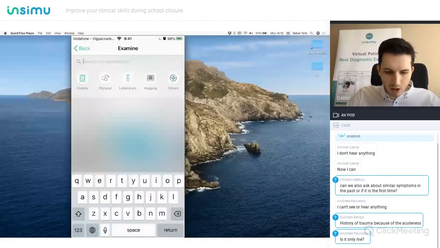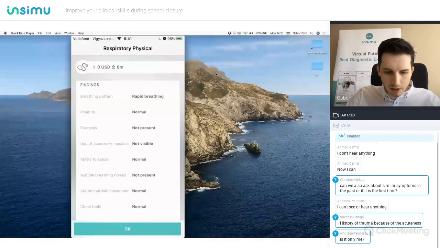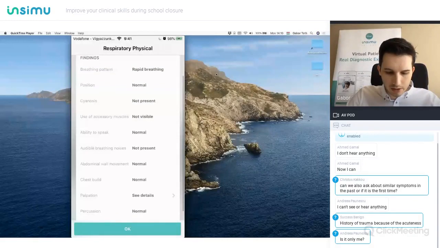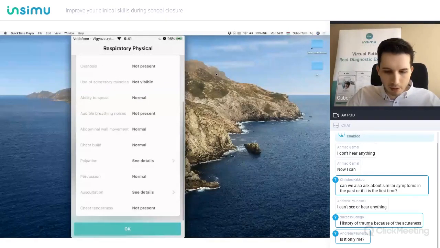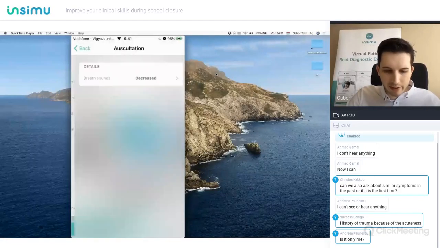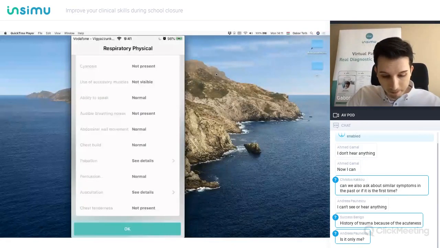Well, definitely we have to examine the respiratory parts. We see that rapid breathing is present, and the rest seems to be normal. With the palpation, it's normal. Auscultation, the breath sound is decreased in the lower and middle lobes. Well, this could be still many things. Also pneumonia, maybe. Well, let's see.